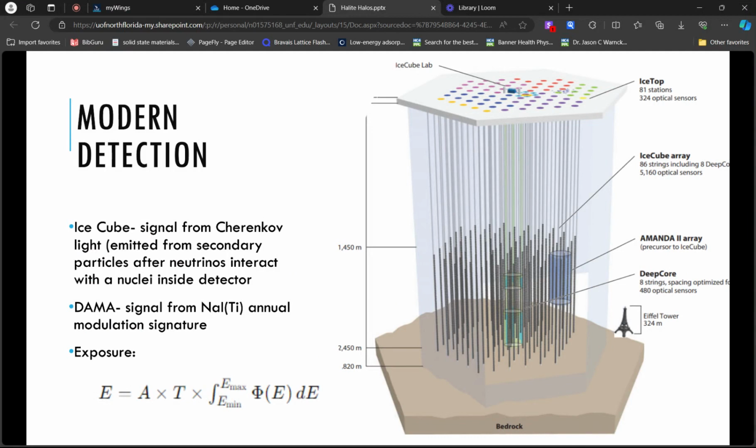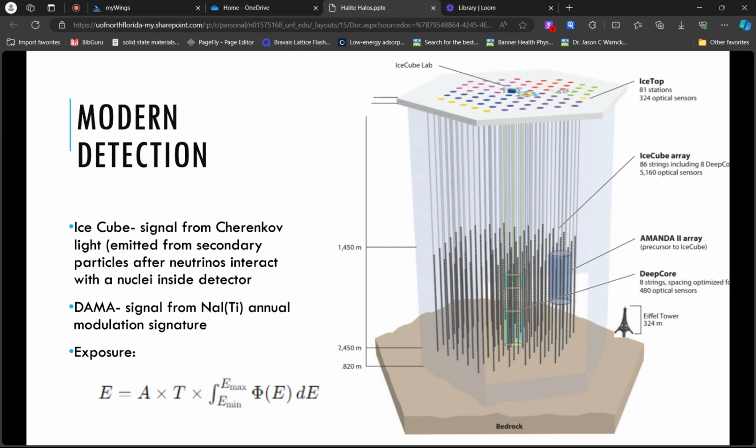Now, modern detection, like IceCube or DAMA, they use these really large-scale laboratories in which they have really, really big detectors to get a really large area cross-section for their exposure. As you can see in the formula for the exposure down there, the area and the time are very big factors, as well as the work function. But since we're all looking for the same kind of dark matter, it's all about getting the right optimization of area to time. So IceCube, they operate with these giant tubes that go deep down into the water.